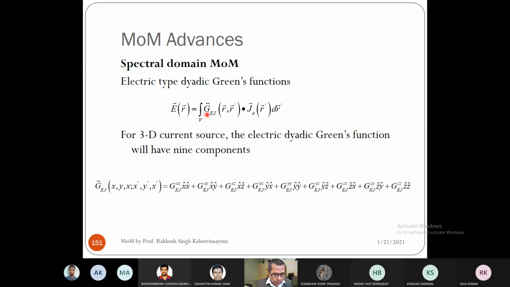So the Green's function we are considering here is the electric dyadic Green's function. That is because we actually find electric field from the electric current density. So this Green's function we denote by GEJ. E means we are actually finding electric field, J is the source. So the notation G subscript EJ means electric field we are finding, the source is the current density.